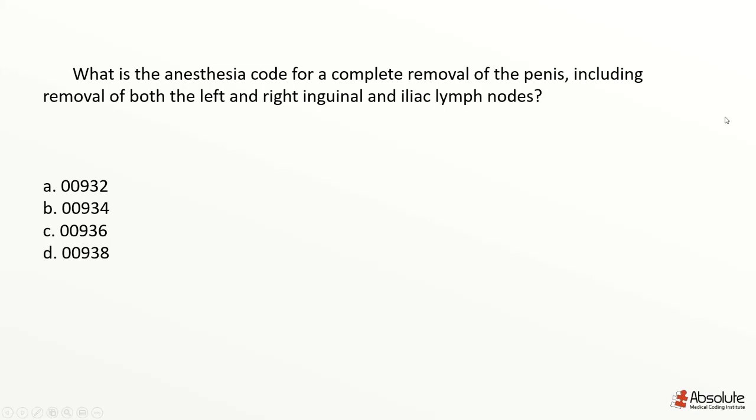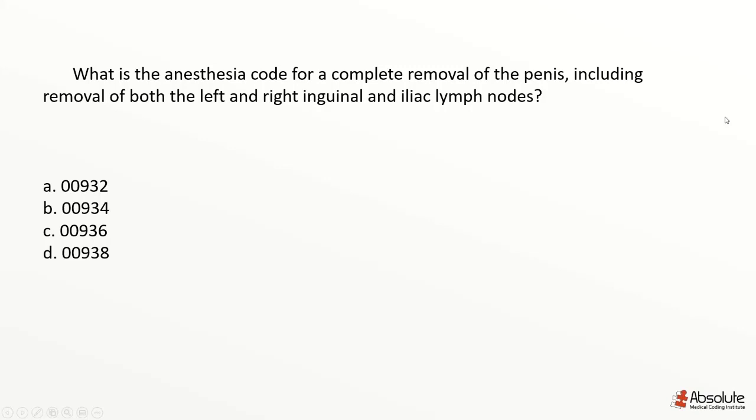For 00934, this is the radical amputation of the penis with bilateral inguinal lymphadenectomy. We have the inguinal and the iliac lymph node, so this one is missing the iliac lymphadenectomy. For the next procedure, we have 00936, radical amputation of the penis with bilateral inguinal and iliac lymphadenectomy. That's right where we need to be. We're going to give that a light yes, because we need to check out this final code, be sure it's not better.